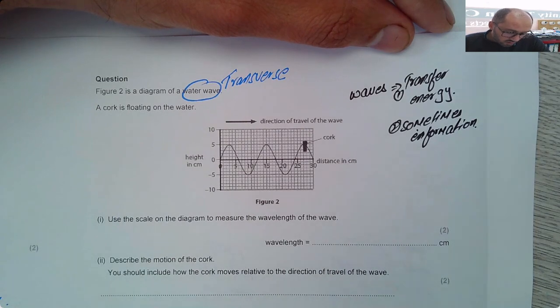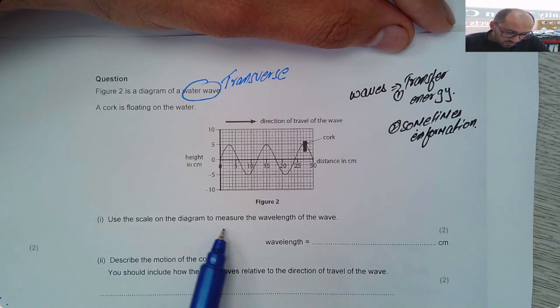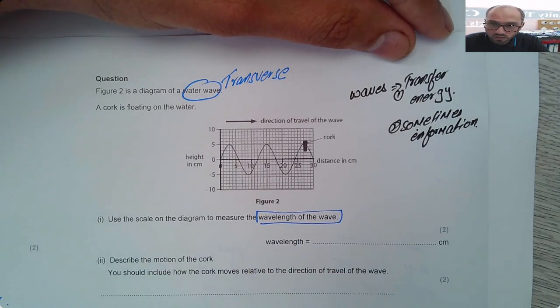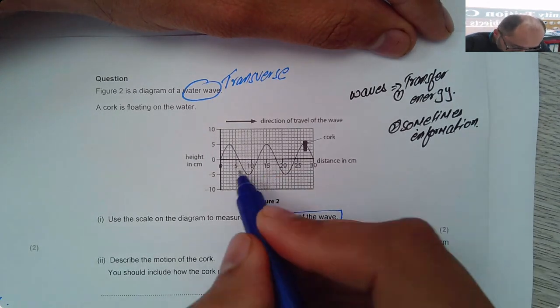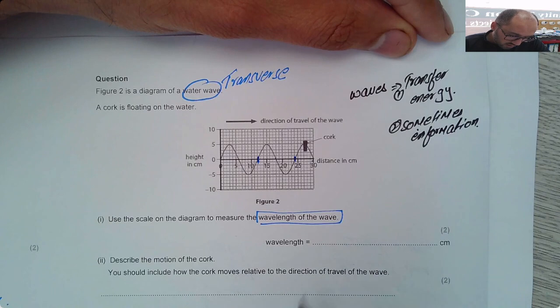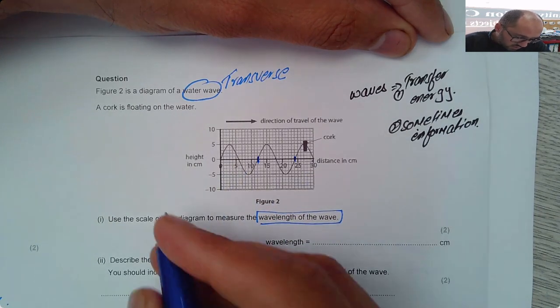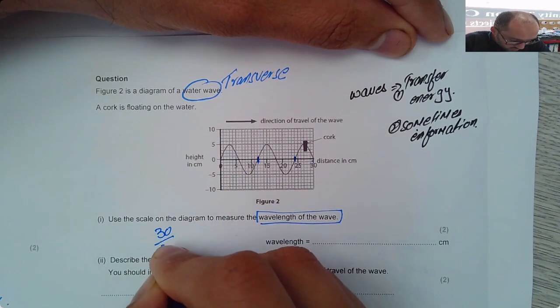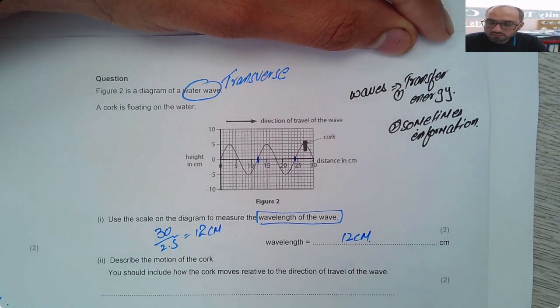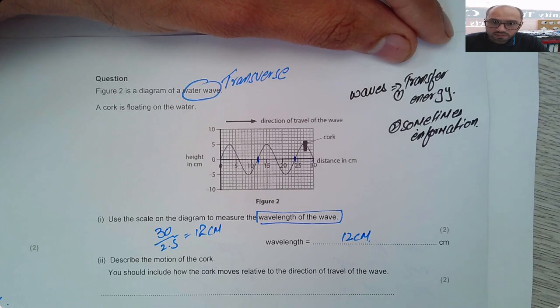The cork is floating on the water. Use the scale on the diagram to measure the wavelength of the wave. What is wavelength? It is the length of one wave. How many waves do I have in total here? If I look at this diagram carefully, you will notice there are 2.5 waves given to us, and the total distance is 30. So I can do 30 divided by 2.5, and that gives me 12 cm. Therefore, the wavelength is 12 centimeters.